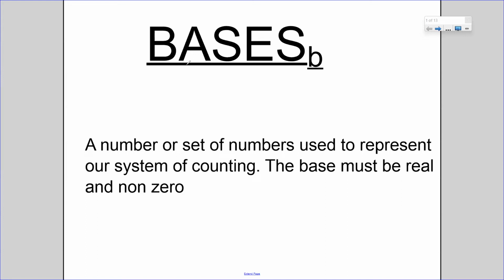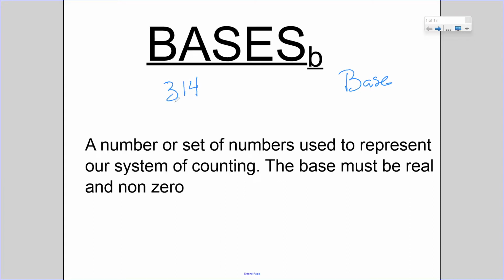Hello, today we're going to talk about bases. So bases are a set of numbers or a number used to represent our system of counting. We are used to normally base 10, which means if we were to take a number and break it down by place value, let's say we had the number 314.